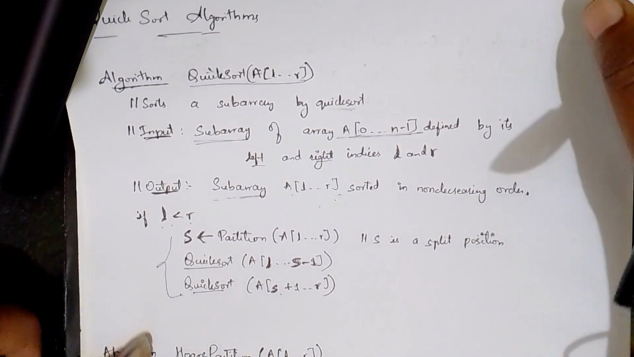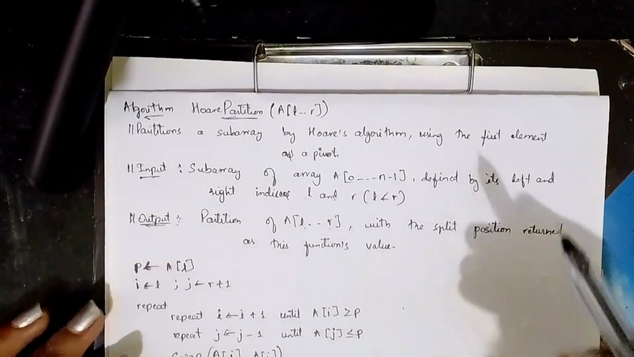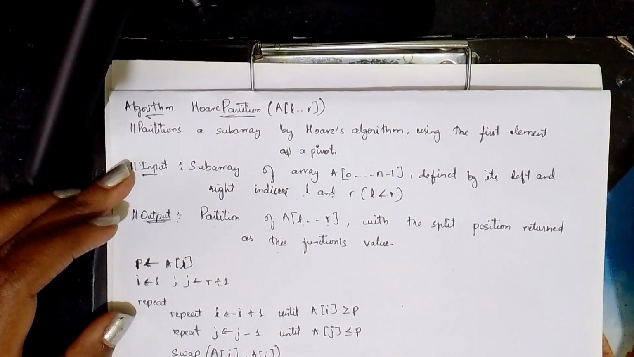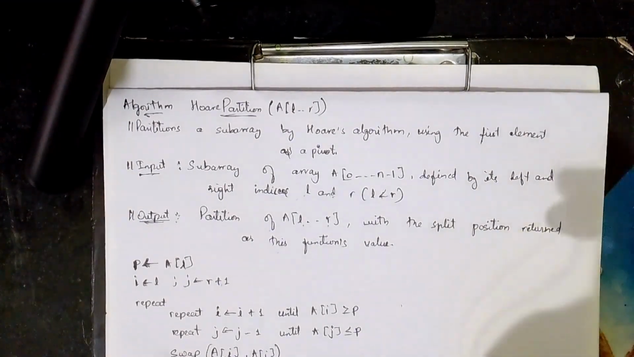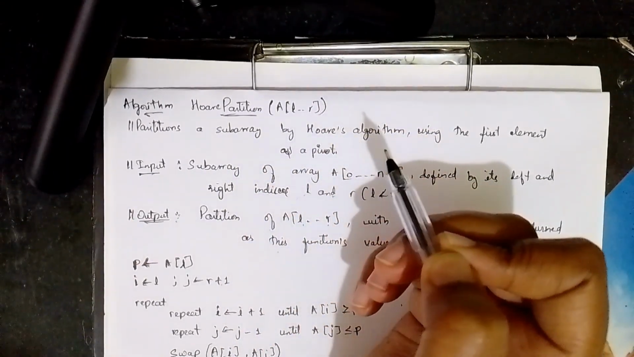Here we have the partitioning algorithm. Using this we are going to solve our problem using quick sort. This is the important algorithm. Here we are going to do partition of those left subarrays and right subarrays, right?